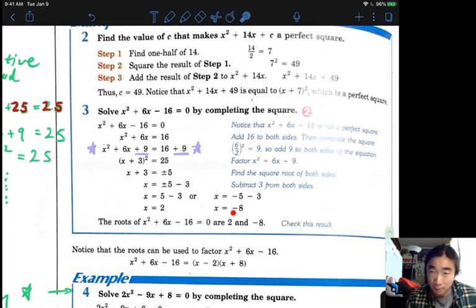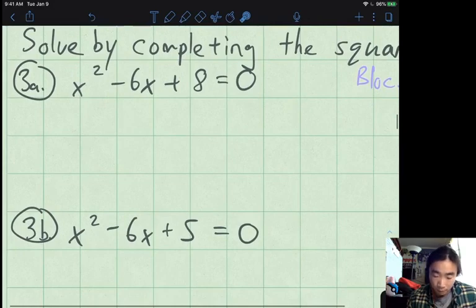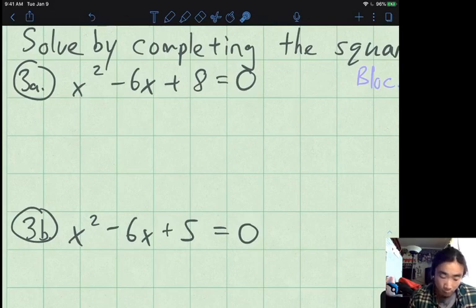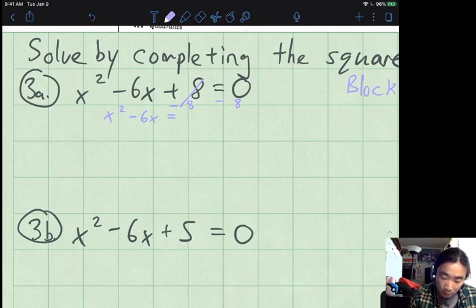Okay? Let's go through a couple of examples where a is still 1, and we're going to complete the square and then solve for x. So here's your first equation. We have x squared minus 6x plus 8. We'll follow through the book's first steps. Let us first subtract 8 from both sides, which gives us this equation.